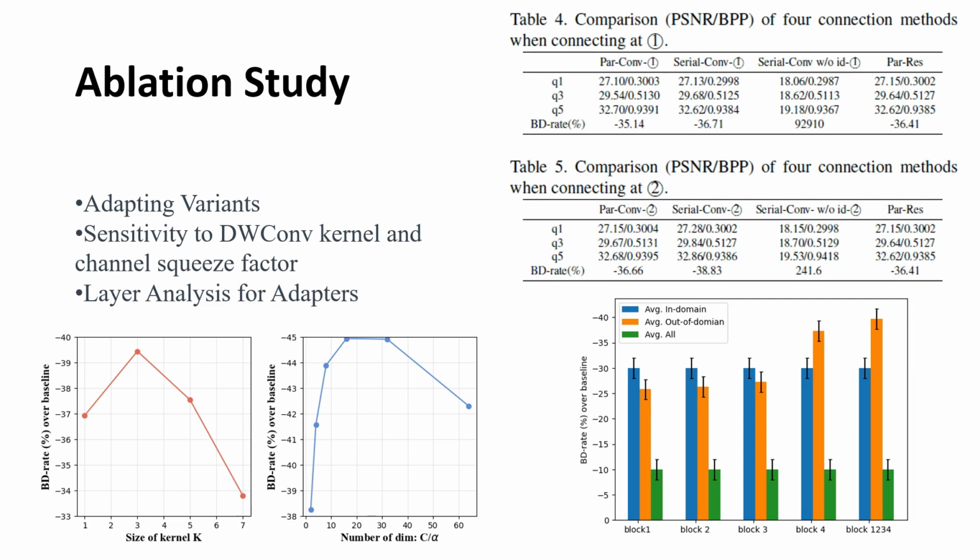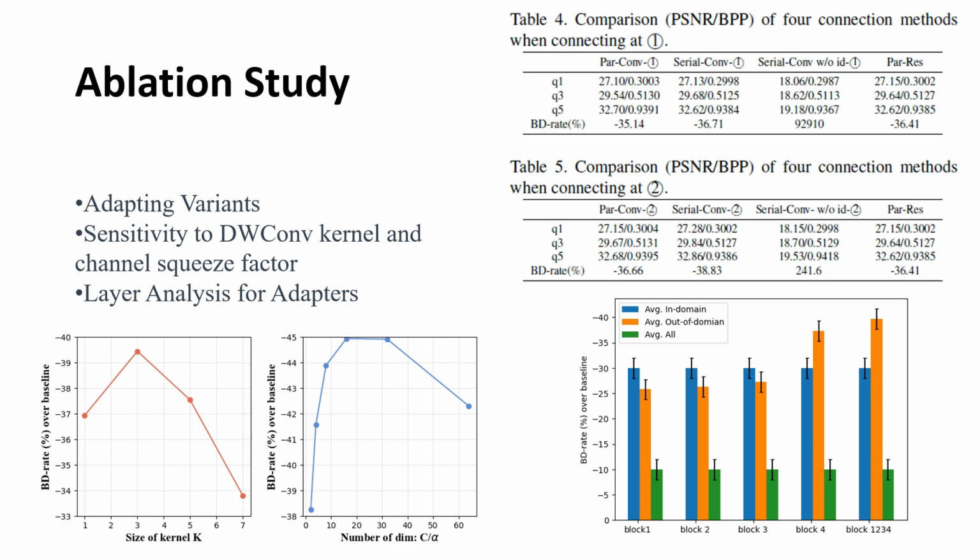In the ablation study, we first focused on the role of adapting variants. We tried 4 different variants and found that serial conv performed the best in terms of BD rate, particularly when connected at location 2 of our architecture. This finding was crucial in optimizing our final model. Furthermore, we investigated the impact of the DW-conv kernel size and the channel squeeze factor. We found the best performance at a DW-conv kernel size of 3 and the bottleneck layer dimension of 16. These insights helped us fine-tune Dec-Adapter.